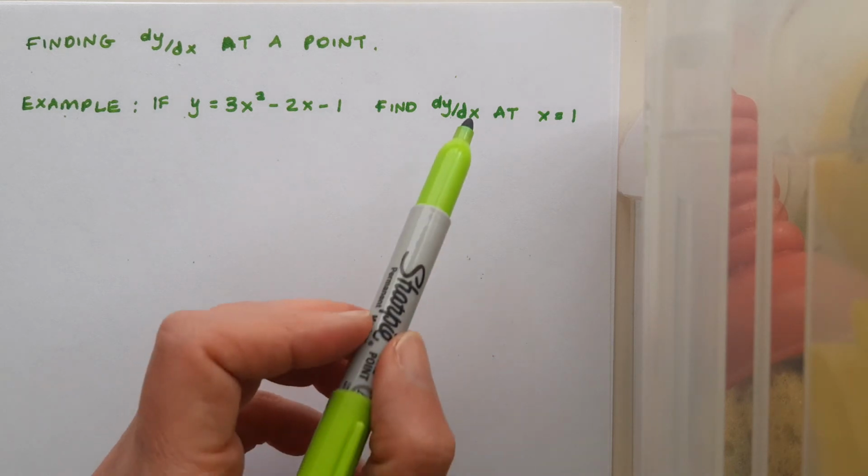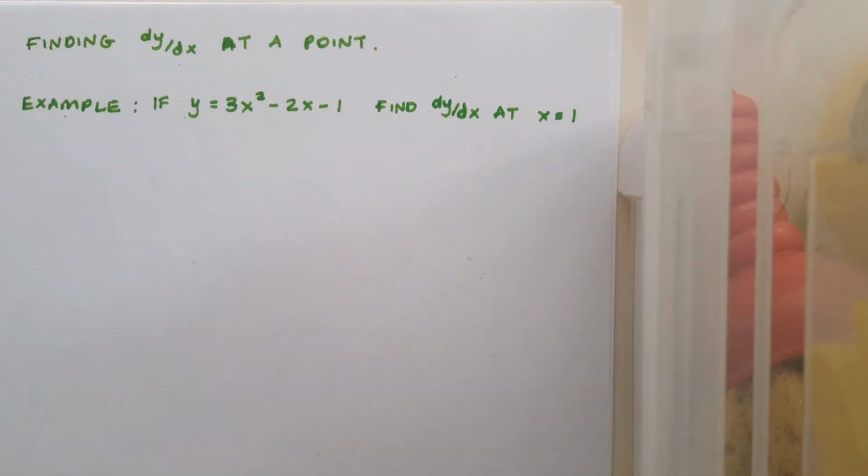Okay, so let's see how one of these questions might typically appear. If y equals 3x squared minus 2x minus 1, find dy/dx at x equals 1. So there's two things I have to do. I have to find dy/dx, and then I have to sub in 1. At this stage, pause the video and try and do that yourself, and then play and see if you got it correct.